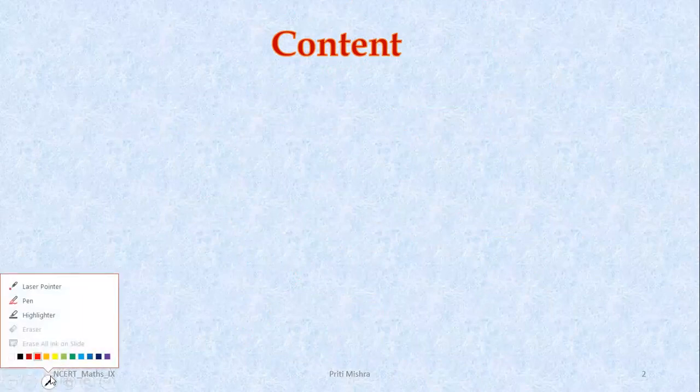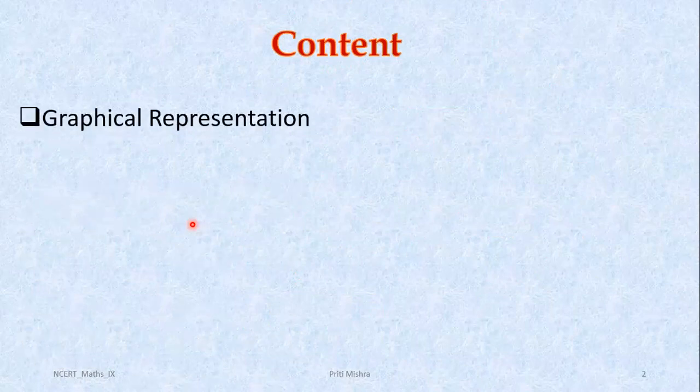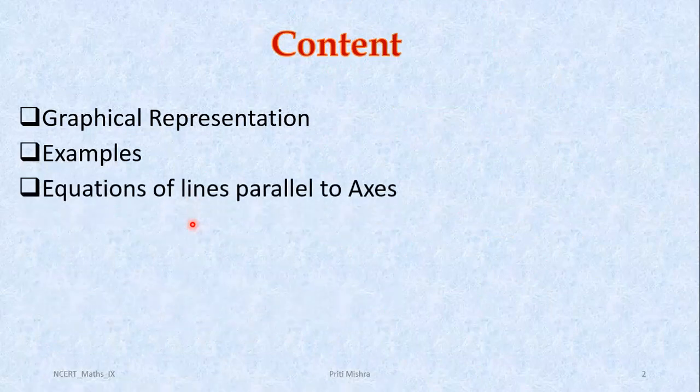Once again, I'm here with the second part of the fourth chapter, linear equations in two variables, of class 9th. So let's find out what all topics we will cover in this video. We will start with graphical representation followed by examples based on this method, then equations of lines parallel to axes, and at last we will be having a pop quiz like always.